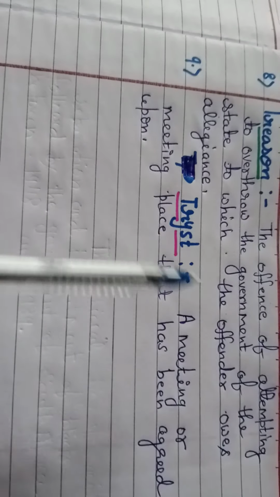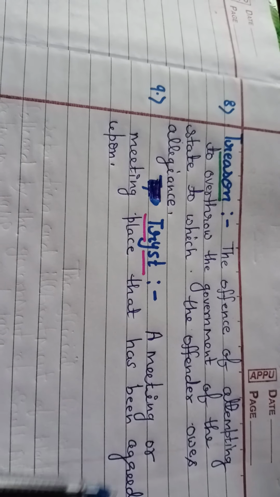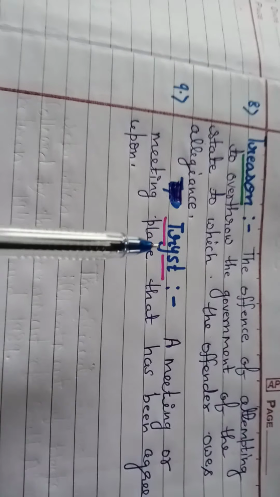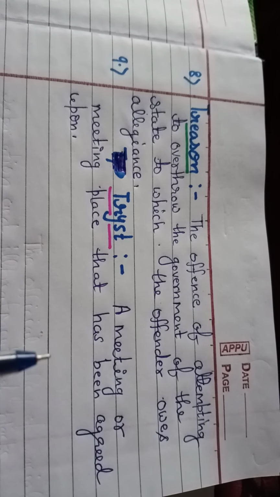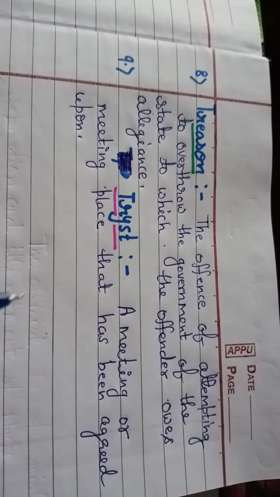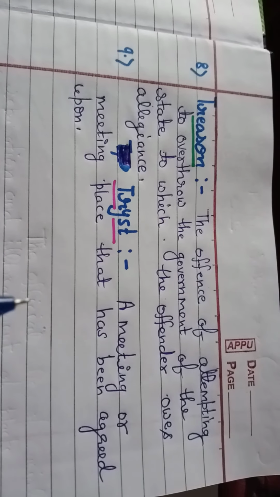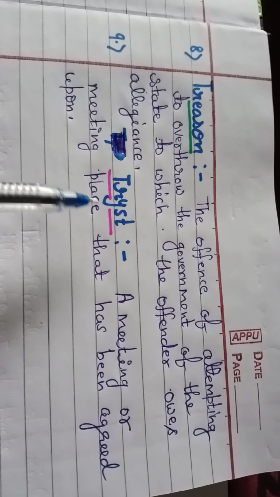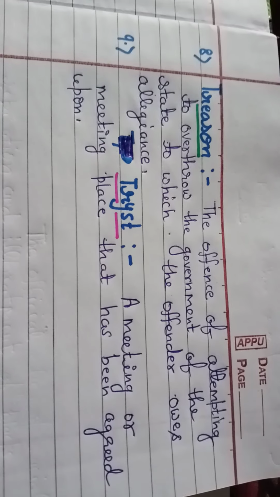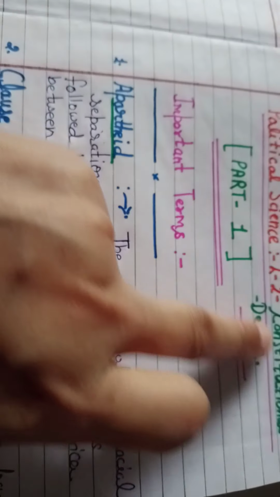Now tryst. What is tryst? A meeting or a meeting place that has been agreed upon. A tryst is a meeting or meeting place that has been agreed upon, selected for conducting a meeting or any type of conversation or communication by a group of people. This term is known as tryst. Now that is all about the important key terms regarding the constitutional design.